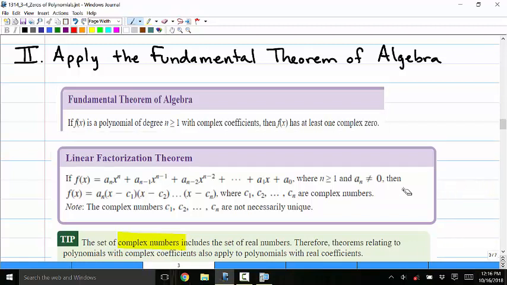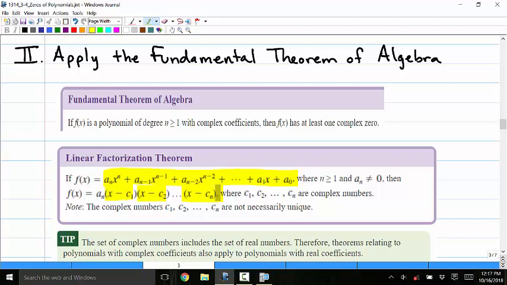All right, two theorems. Linear factorization: every polynomial can be factored as a product of linear factors. So if it's a degree n, you can have n linear factors. That is a huge and powerful theorem. It takes a long time to explain why. Just know that you can write a polynomial as a product of linear factors and move on.